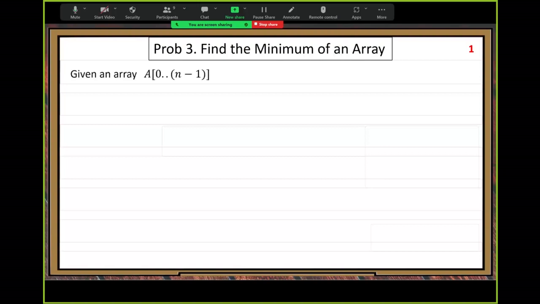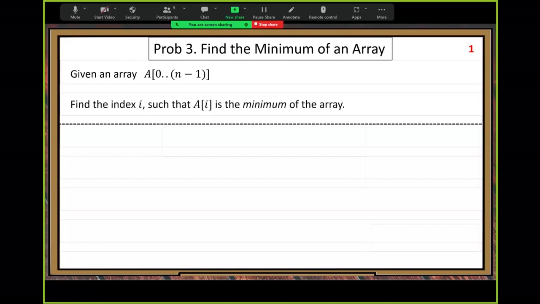Look at the question first. Given an array with n elements, with indices in this range, find the index I such that A of I is the minimum of the array. That's the goal. This type of problem we call a selection problem.